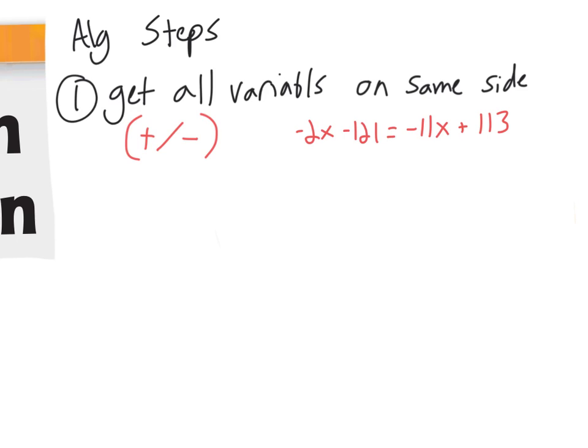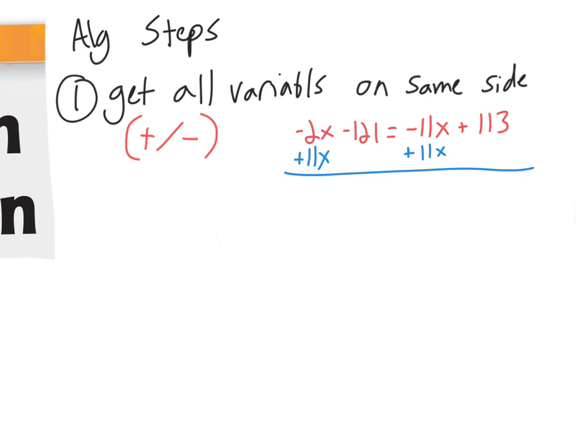By getting rid of that one, we're going to ensure that we have positive numbers, okay? So how would you get rid of a negative 11x? What's the opposite of that? Add 11x. So what we're going to do here, we're going to add 11x to both sides.